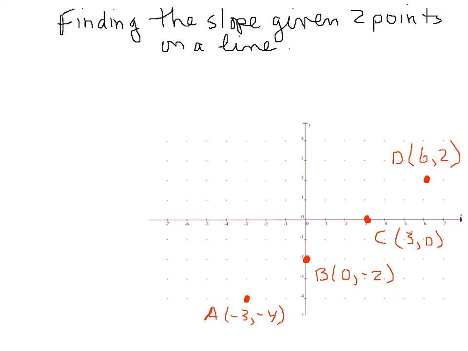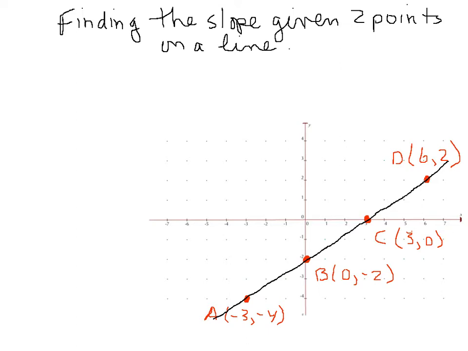So what we want to do here is find the slope given 2 points on a line. Now, I've brought in a coordinate plane, and I've drawn 4 points. Ideally, they should all be on a line. So let's see if I can draw that line and show you what it looks like. Okay, not bad. So there's a line, and what I want to do is find the slope of that line.